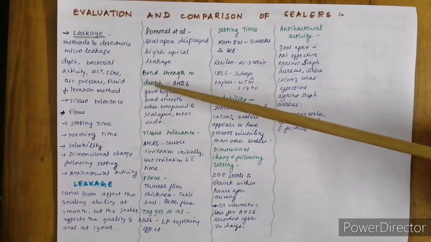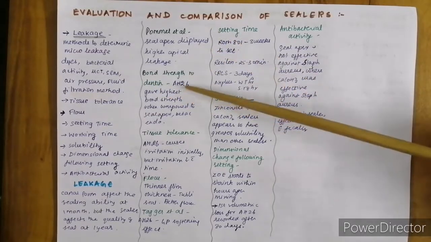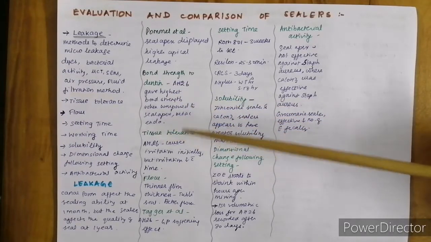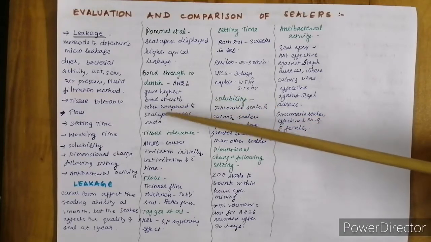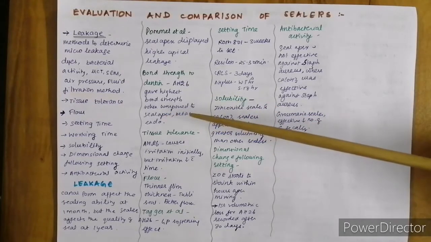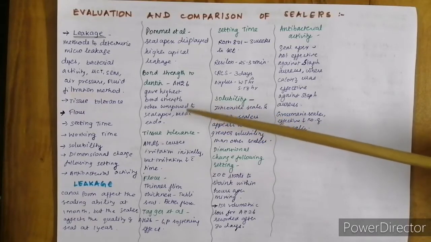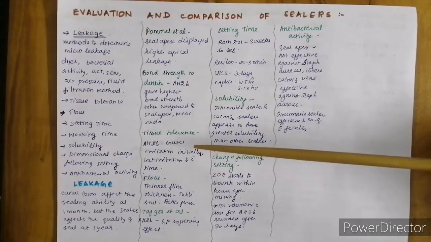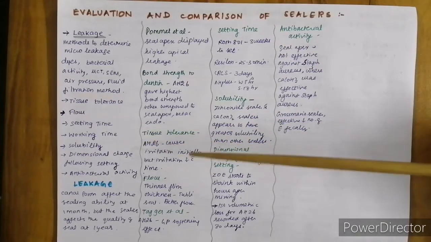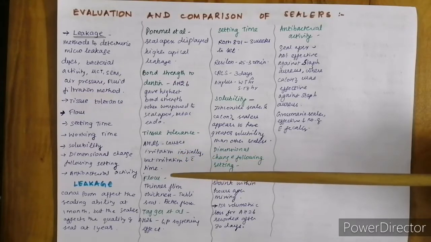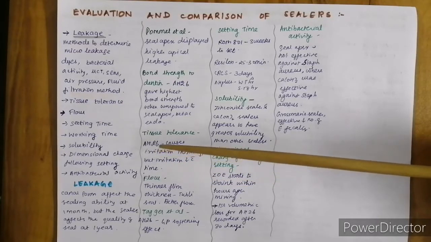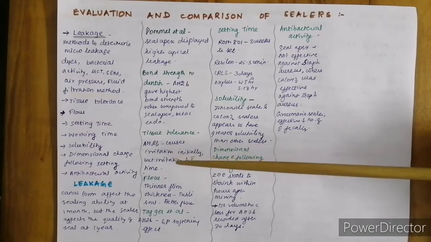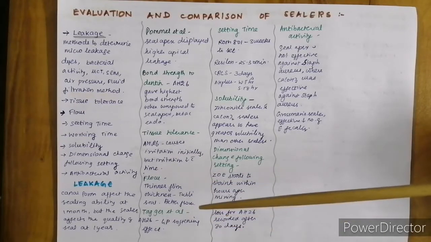Okay, then bond strength to dentin. AH26 gave the highest bond strength when compared to Seal Apex, Ketac Endo. This is a resin sealer, and they are comparing it with Seal Apex, which is calcium hydroxide based, and Ketac Endo, which is GIC based. So when comparing these, AH26 gave a good bond strength to dentin. Then tissue tolerance: AH26 caused irritation initially, but the irritation decreased with time. We know about AH26, it is because of the formaldehyde that it gives out. It causes the irritation initially, but it will reduce with time.